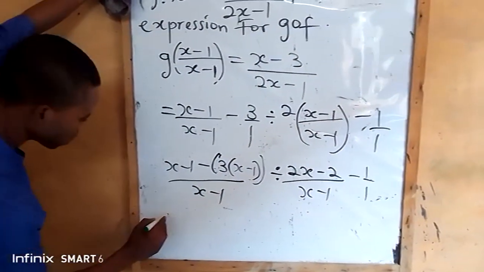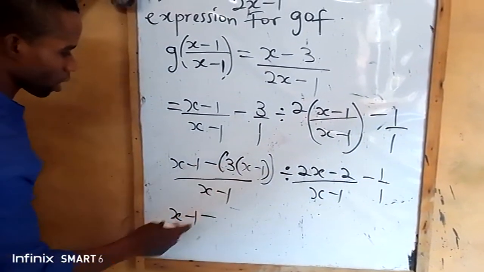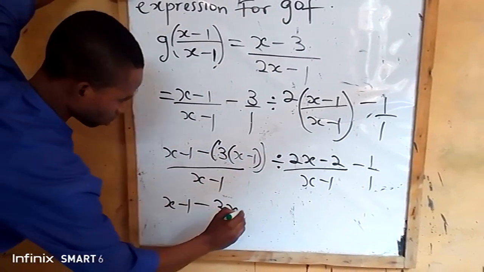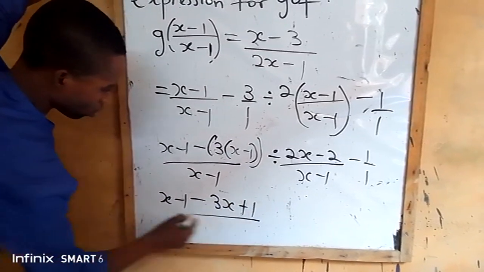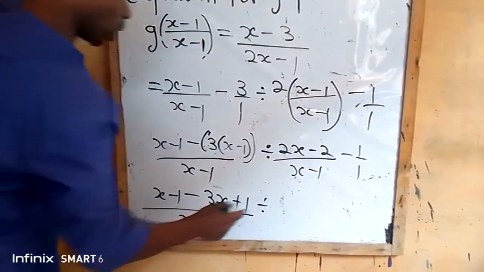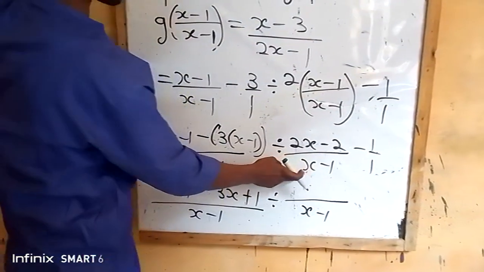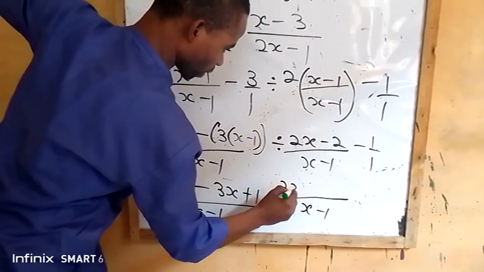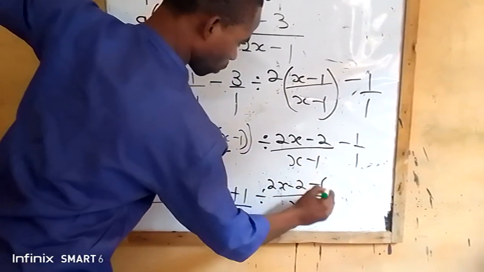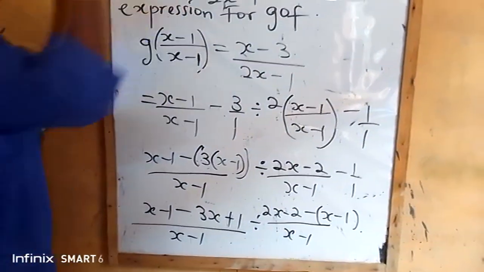Now, after that, x minus 1 minus 3x, minus as minus plus 1, all over x minus 1, divided by, so I need to find the LCM here. Our LCM here is also x minus 1. 1 times this, that is 2x minus 2 minus x minus 1 in 1, x minus 1. Let's continue. I believe you have seen.